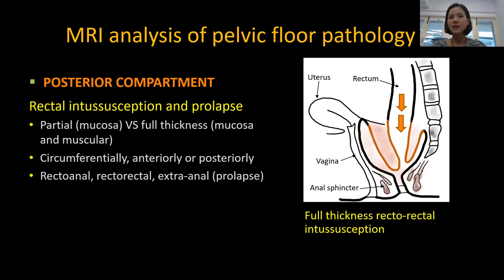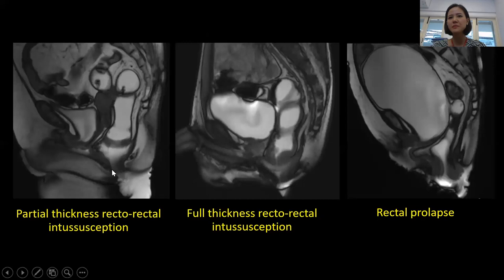And the defecation sequence should be repeated until the rectum is empty to exclude intussusception, because it will be seen at the end of evacuation. So this is a partial thickness, non-obstructing intrarectal intussusception. This is a full thickness one, which causes obstruction. And this is a severe grade of full thickness rectal intussusception, that is rectal prolapse outside the anal canal.